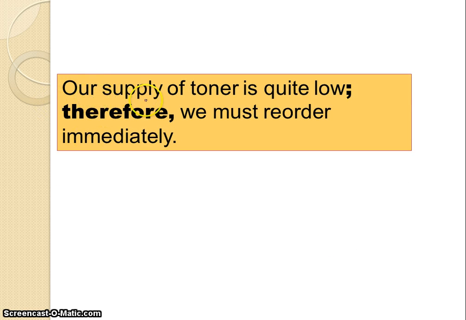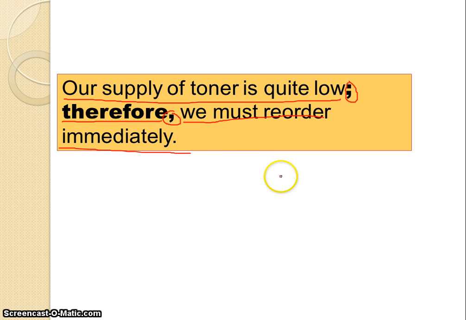Okay, our supply of toner is quite low. Well, here is an independent clause. And then we must reorder immediately. This is another independent clause. And therefore is 2 syllables, so we use a semicolon and then a comma after it. So we want to remember, if your conjunctive adverb is more than 2 syllables, then you use a comma after it. But you use a semicolon before it.